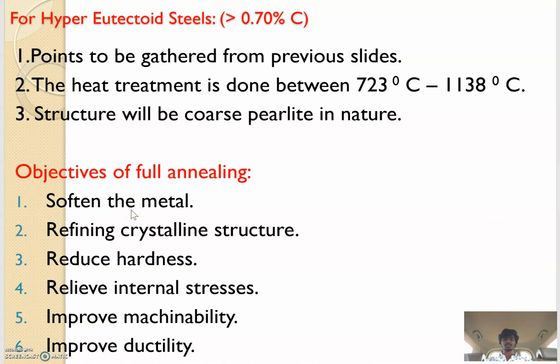For hypereutectoid steels, the heat treatment is done between 723 degrees Celsius to 1138 degrees Celsius. Structure will be coarse pearlite in nature. The objectives of full annealing are: soften the metal, refine crystalline structure, reduce hardness, relieve internal stresses, improve machinability, improve ductility.